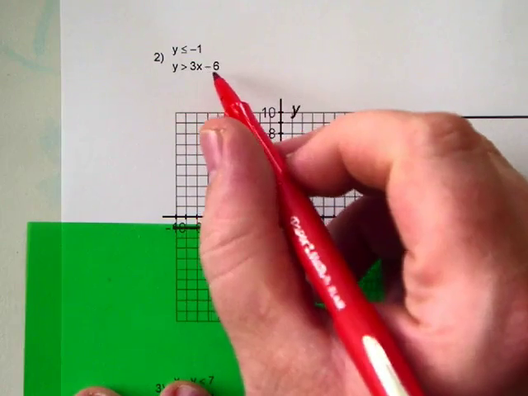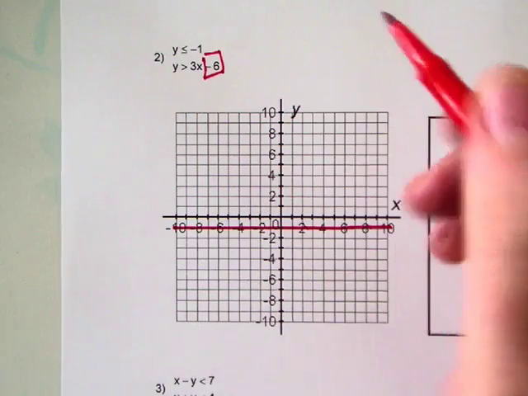The next one, where's the y-intercept? The y-intercept is at negative 6.